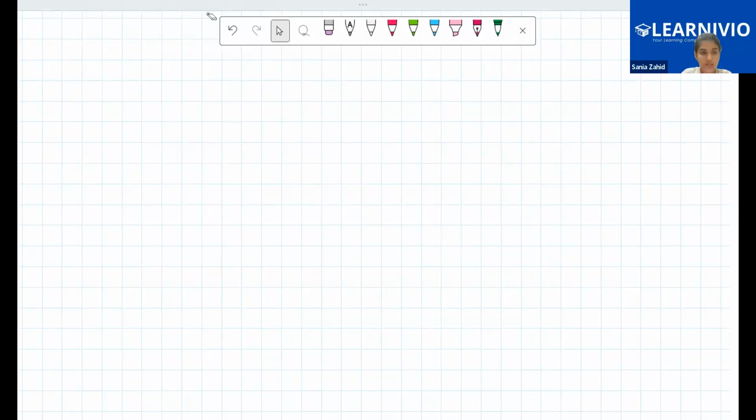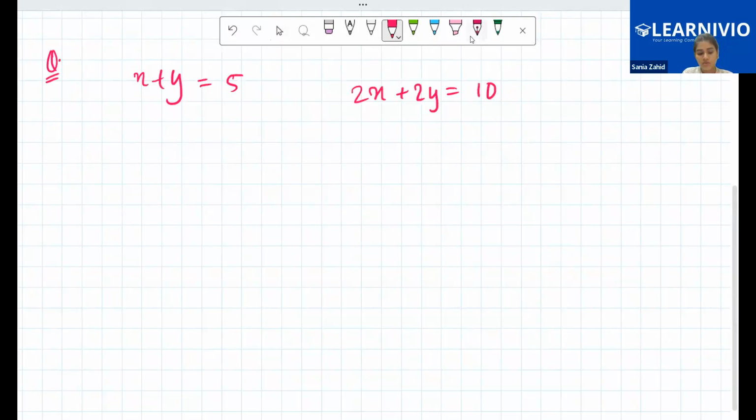So the first question is x plus y is equal to 5 and 2x plus 2y is equal to 10. You have to tell whether they are consistent or inconsistent and obtain the solution graphically. So first, what will you do? Tell me, are they consistent or inconsistent?